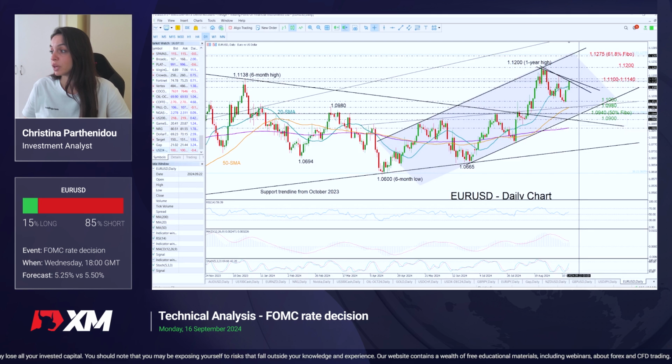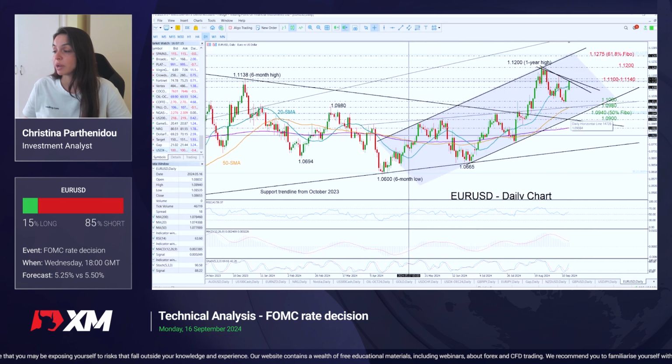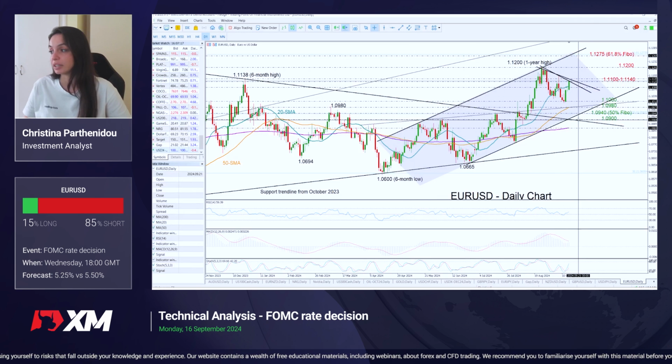The 50% Fibonacci mark, as well as a couple of trend lines, including the lower band of this bullish channel, are located within the 1.09 territory. So there might be some congestion here before we head towards the 200-day moving average.